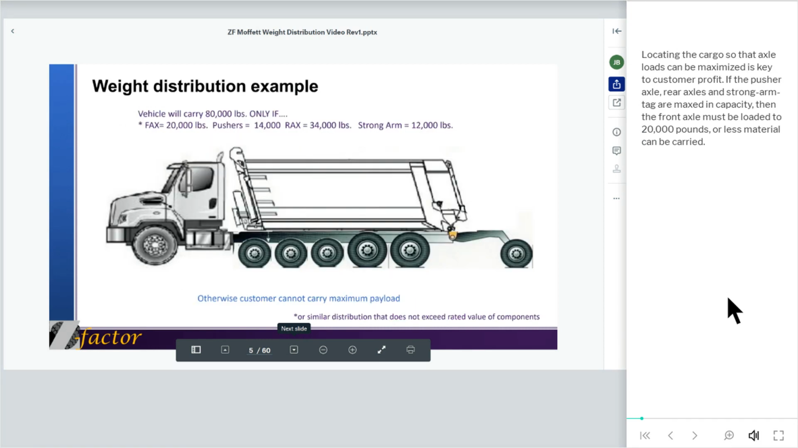Locating the cargo so that axle loads can be maximized is key to customer profit. If the pusher axle, rear axles and strong arm tag are maxed in capacity, then the front axle must be loaded to 20,000 pounds, or less material can be carried.